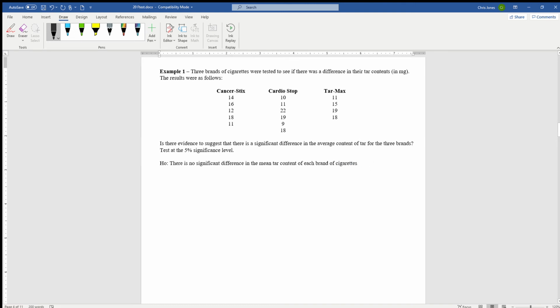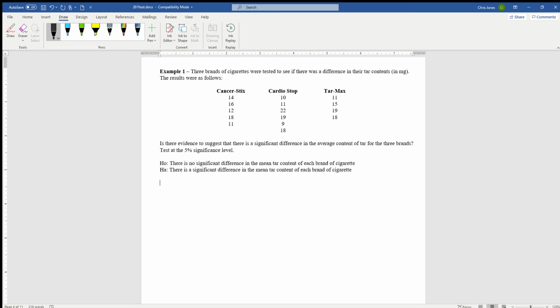All right. And then the alternative would be that there is. So all we're going to do is just copy this, and say that there is a significant difference in the average of those. Right, so there is a significant difference in the mean tar content of each brand of cigarette.